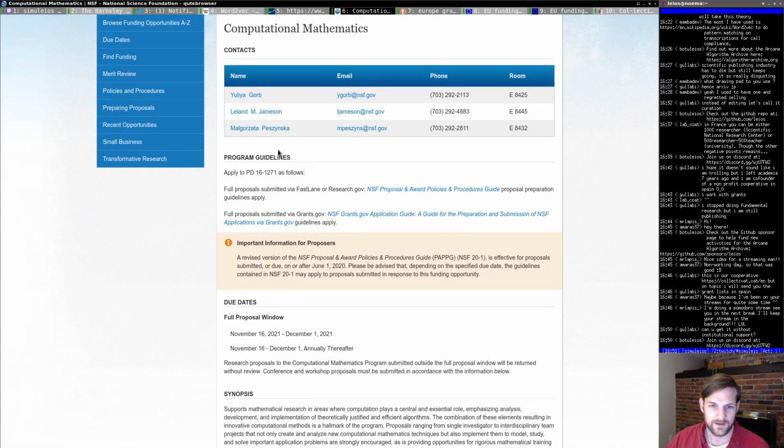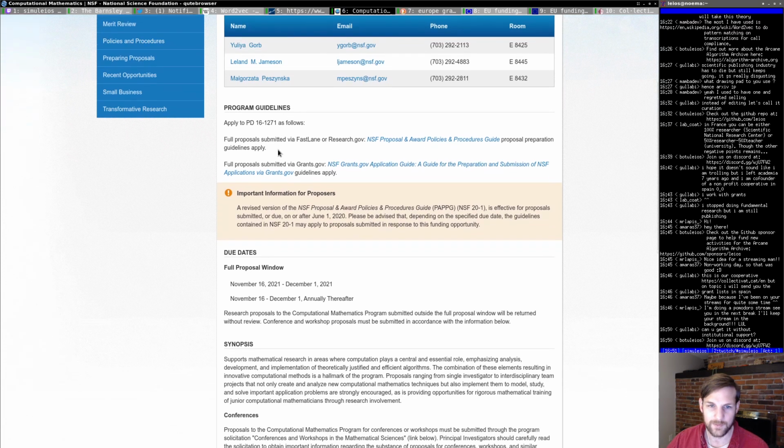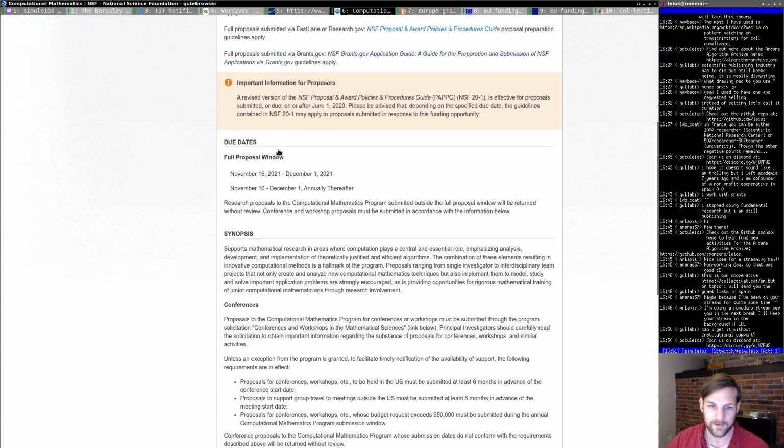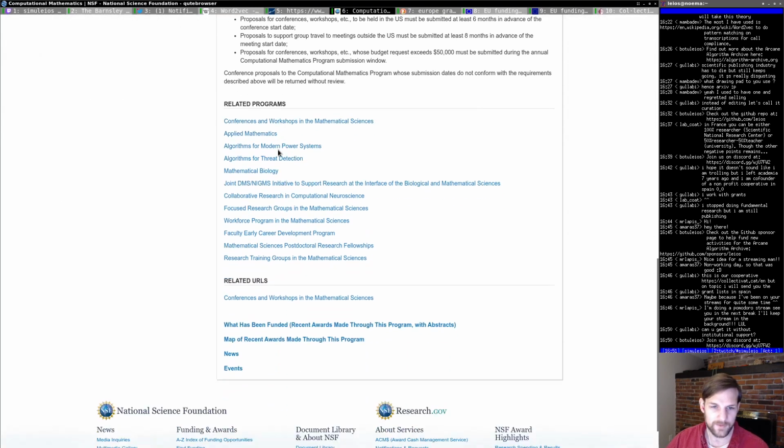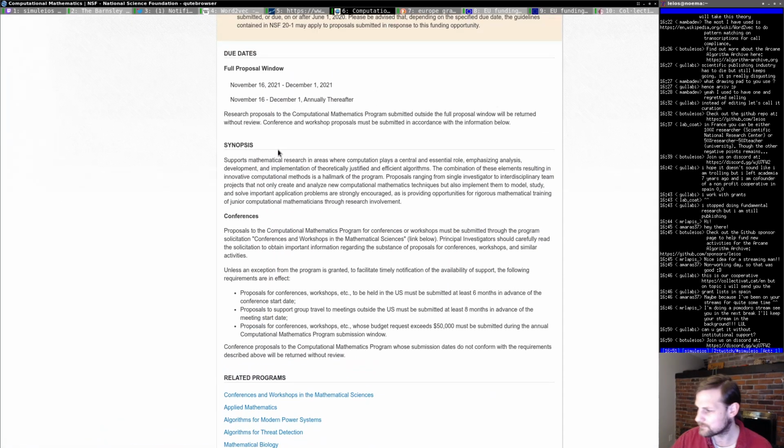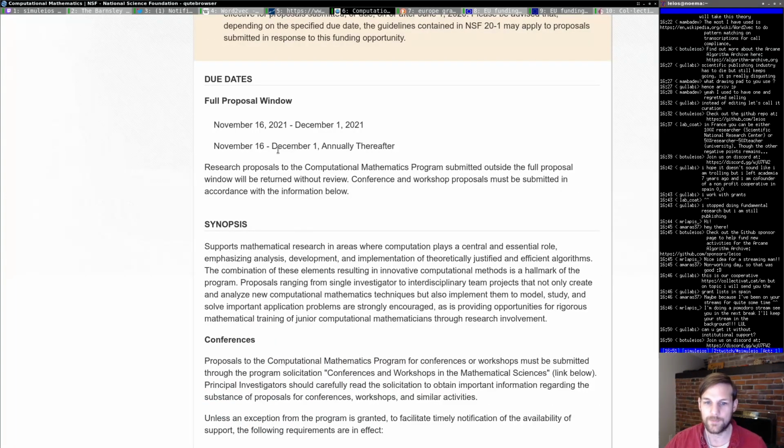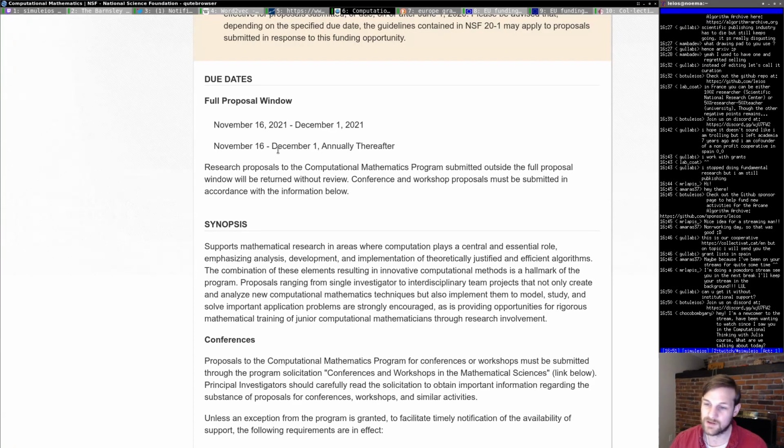Apply to PD. Full proposal submitted via Fastlane or research.gov. Proposal submission guidelines apply. I don't know, maybe actually I read through this, and maybe what we do is we just look at applying for grants and stuff like that. That seems like something that we could do. And I think maybe it's something that, for example, we had a lot of discussion a while ago about doing a distributed transpose algorithm and stuff like that.